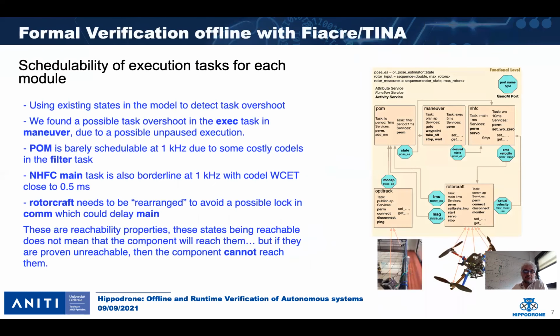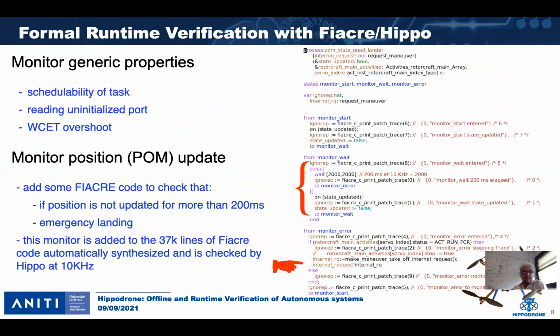As a result, for a given hardware, we can check temporal properties offline, such as schedulability of the various tasks running on the drone, the exclusion of 2 incompatible activities, or the maximum time between 2 events. The same model can be used with Hippo to run the real experiment and check the same temporal properties. But we can also add to this 37,000 lines of automatically generated Fiacre code some monitoring code, as you see on the right of the screen, to enforce a safety specification.